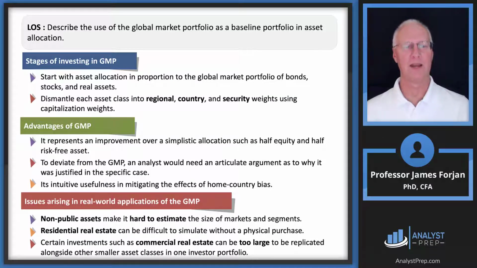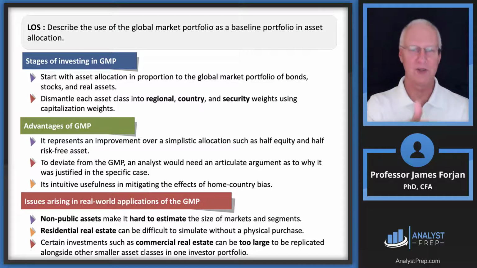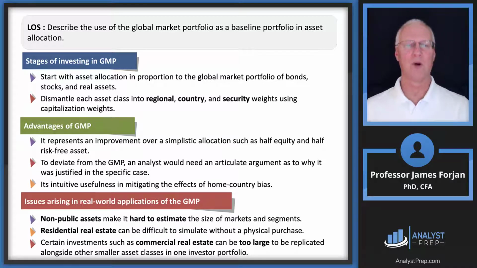All right, so let's go ahead and talk a little bit more about this global market portfolio. Start with an asset allocation in proportion to the global market portfolio of bonds, stocks, and other kinds of assets. Dismantle each asset into a region, into a country, and security weights, right? Using market value weights. So what this is going to do is simplify our life. Half equity, half to the risk-free asset, right? Simplify our life.